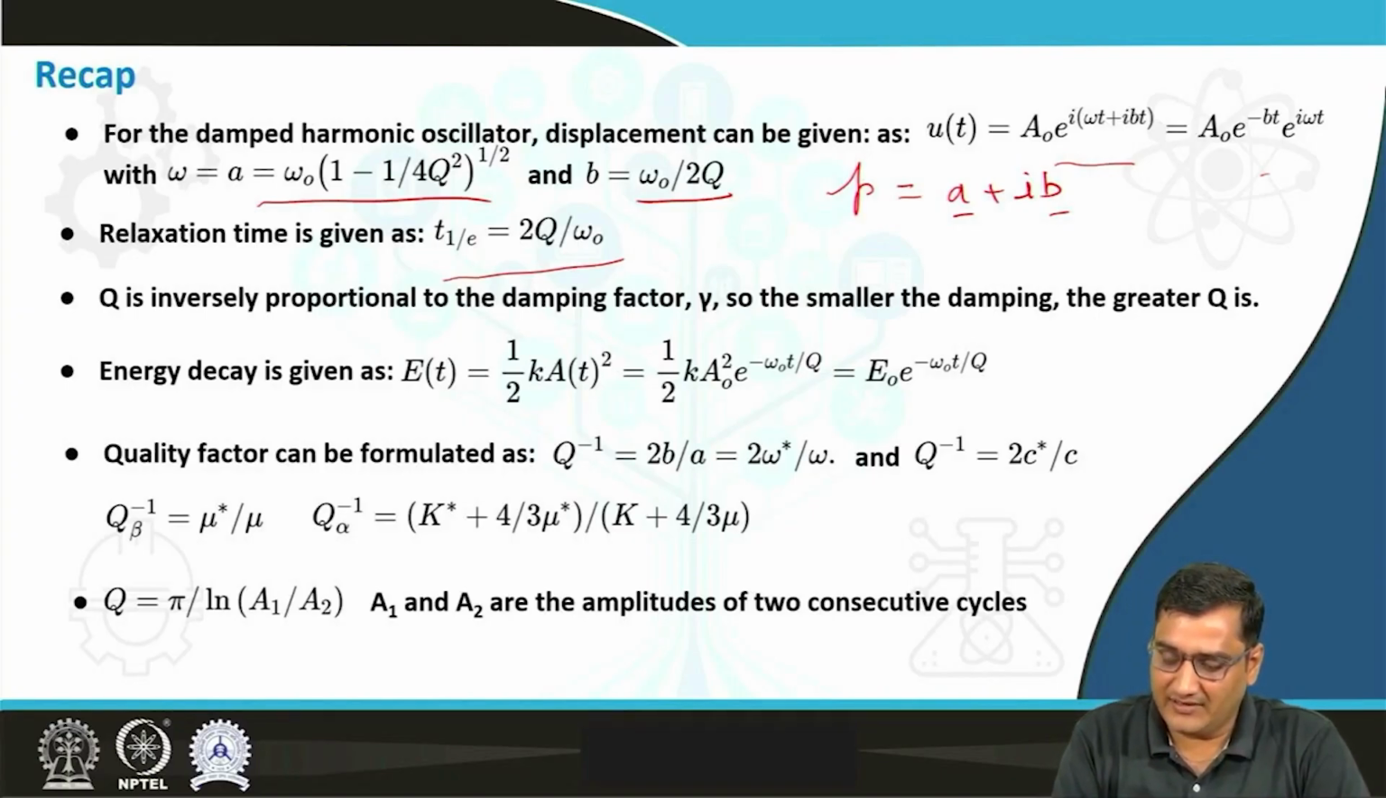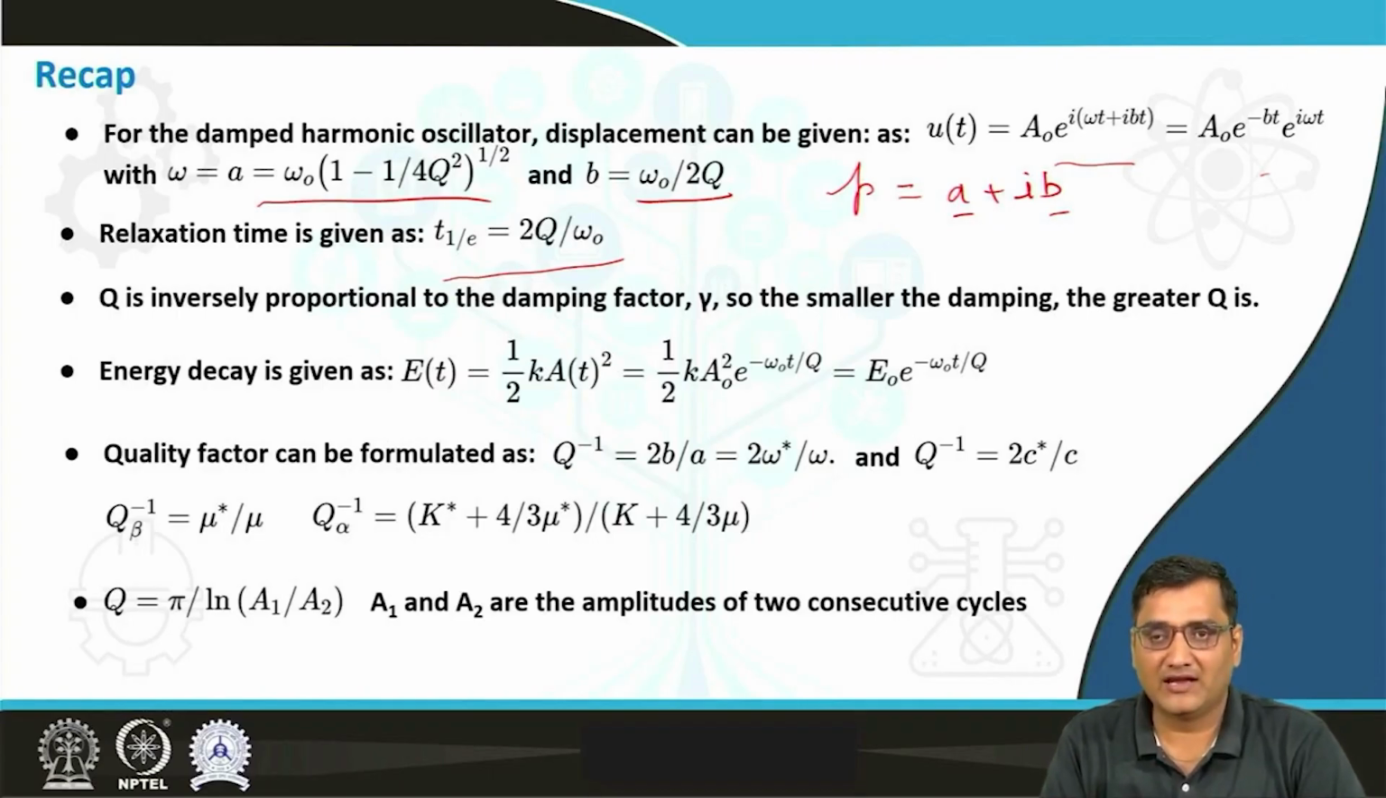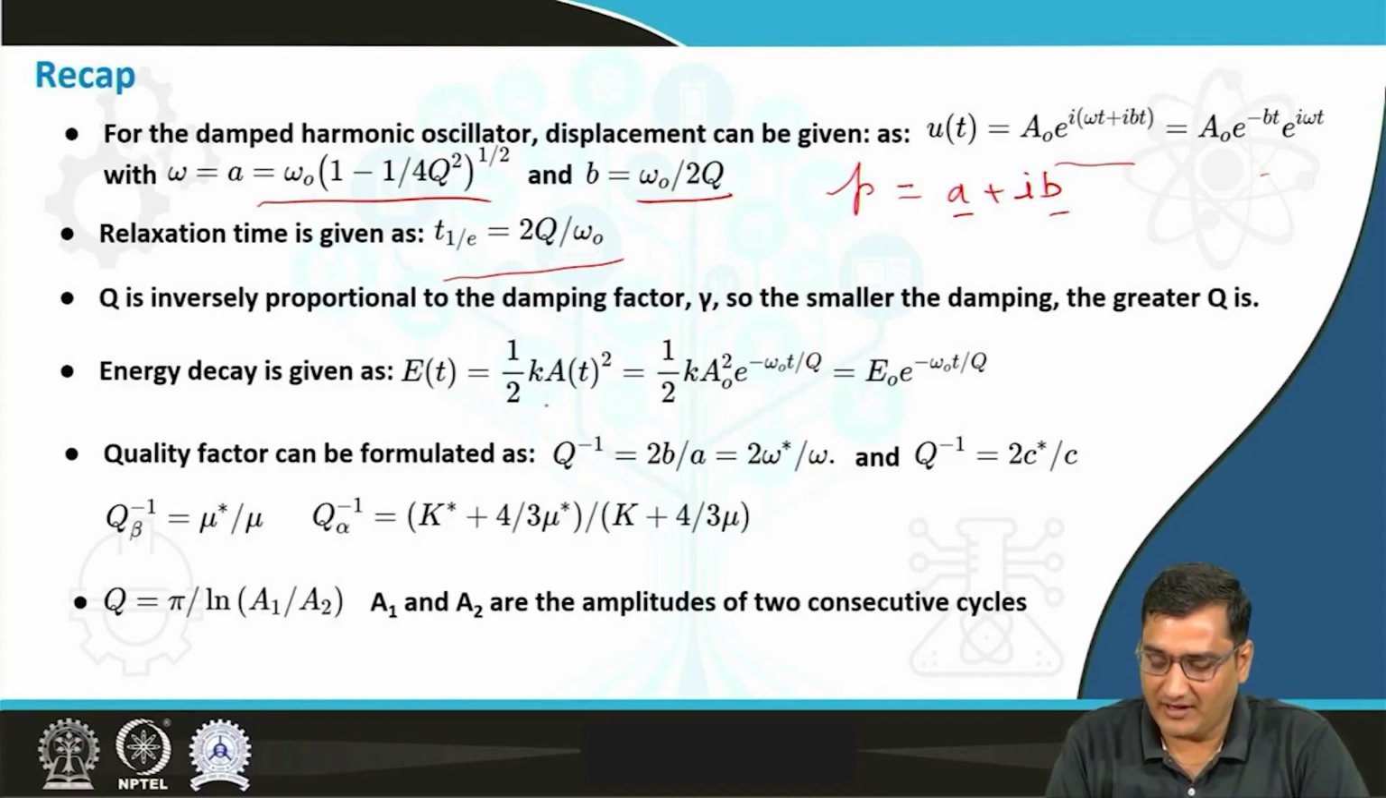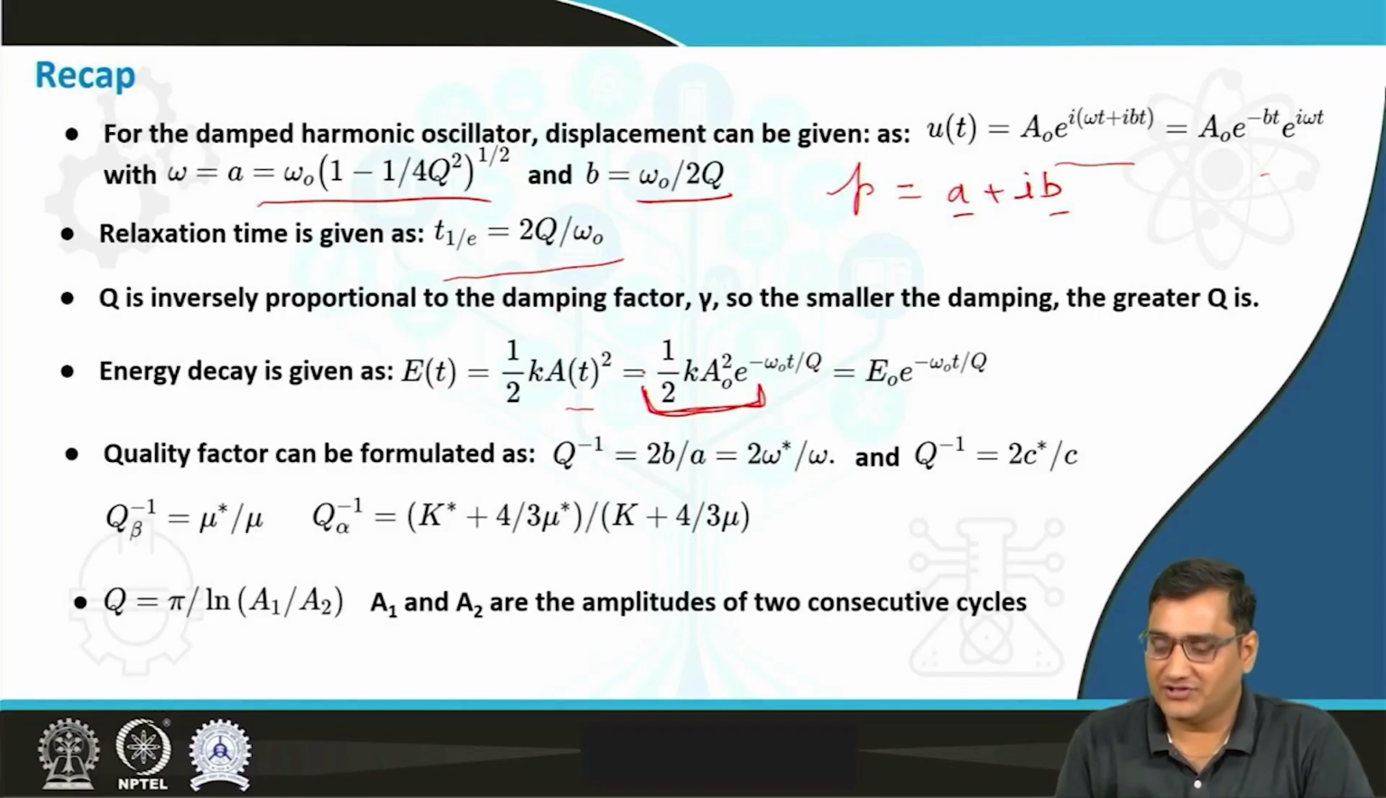We can write energy as a function of t, that is half k A(t) square, where A(t) is the amplitude as a function of time and k is the spring constant, that is further equal to half k a naught square e to the power minus omega naught t by Q. This particular term over here is the initial energy, that is E naught, and the final equation for the energy decay will be E(t) is equal to E naught e to the power minus omega naught t by Q.